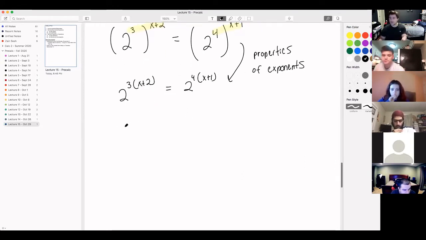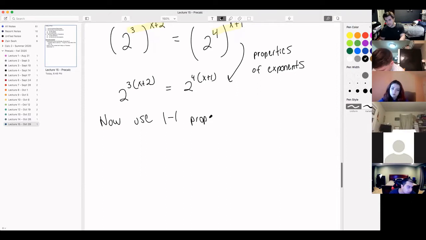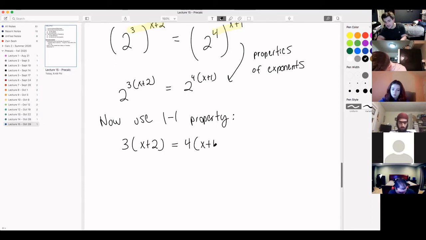We can use the one-to-one property. What I mean when I say that is that since we have the same base on both sides, we can set the exponents equal to each other. So the exponent on the left is 3 times x plus 2, and you set that equal to 4 times the quantity x plus 1.